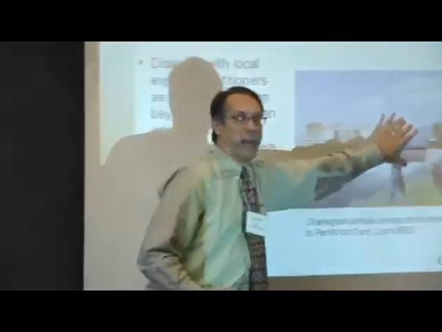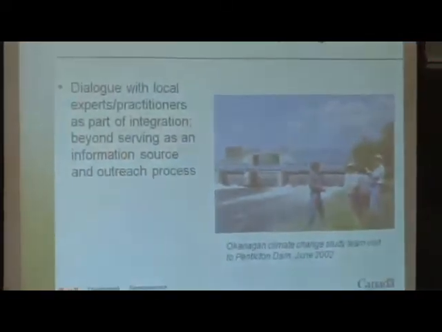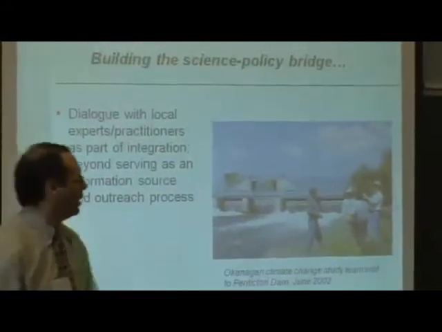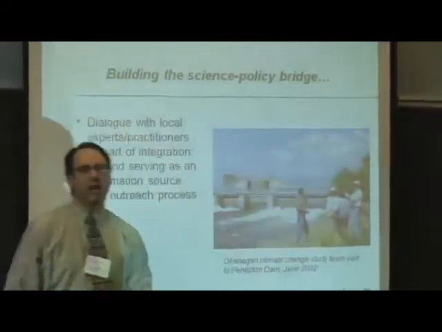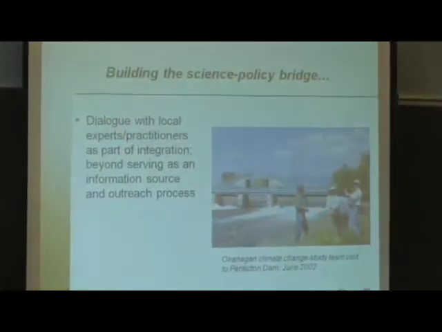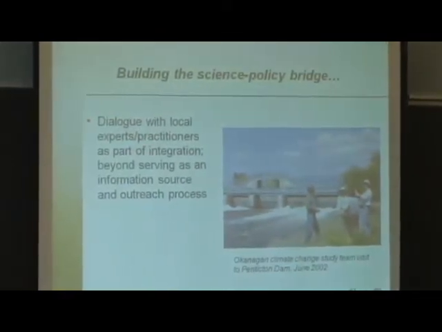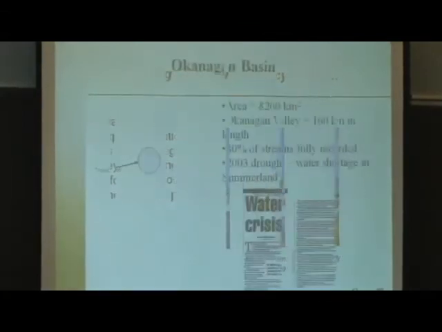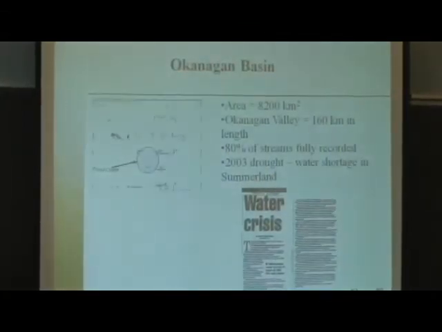This is the Penticton Dam, which controls the flow out of Okanagan Lake southward into the rest of the Okanagan watershed. This fellow here works for the provincial government. His name is Brian Simons. At the time this photo was taken, he was a flood control officer. We had him engaged in this study on climate change and water management in the Okanagan.